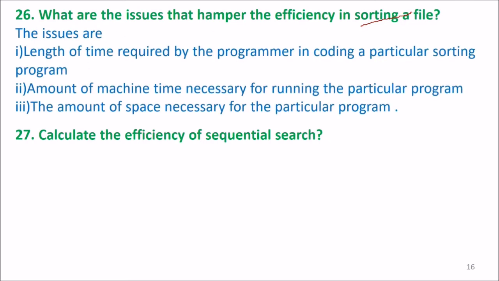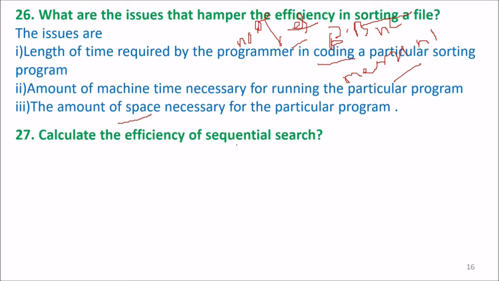So there are certain issues. First is the length of time required by the programmer in coding a particular sorting program, then the amount of machine time necessary for running the particular program, and the amount of space necessary for the program. So the efficiency is related to the number of elements and also the sorting algorithm that you're taking. Like if you take bubble sort, it will not be that efficient, but if you take merge sort, it will be quite efficient. It gives you n square, versus n log n. So these are the efficiency and space concerns also. You need to see that the particular sorting algorithm needs as little space as possible.